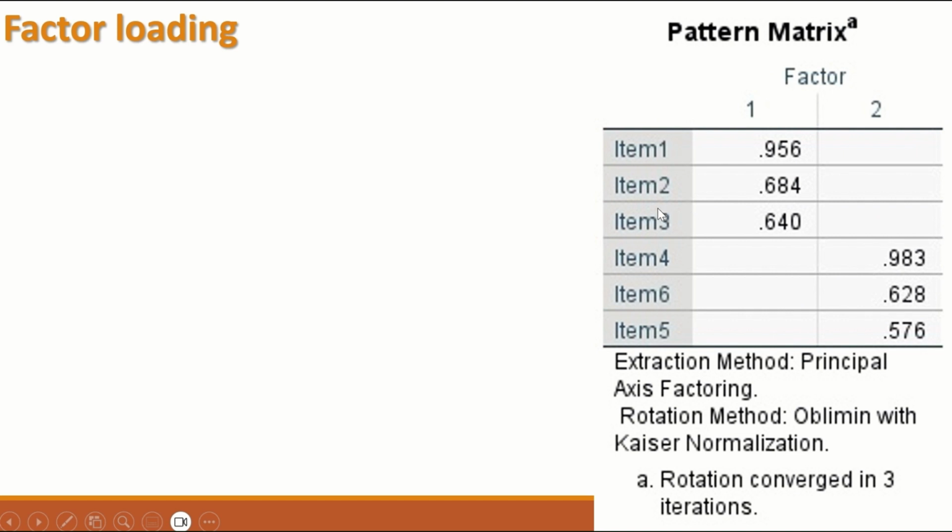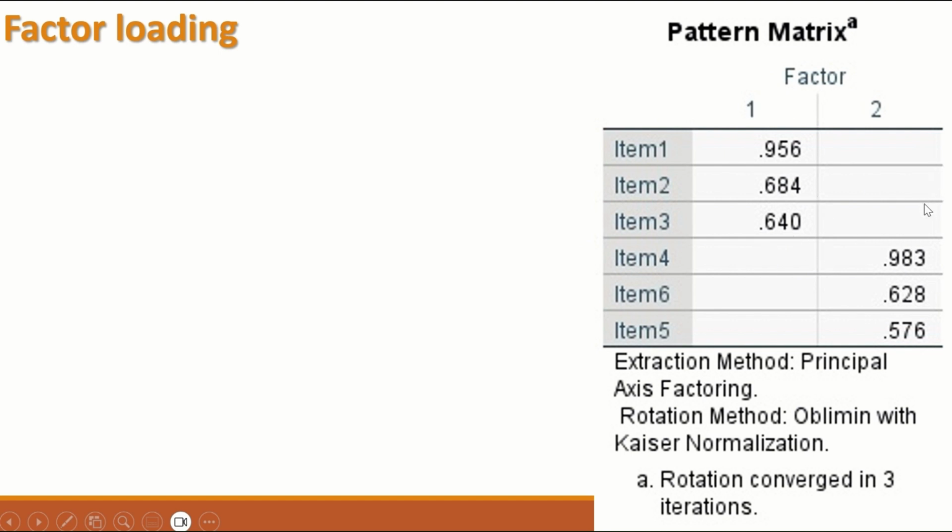For factor 1, there are 3 items that load into that factor, 3 items that measure that factor: item 1, item 2, and item 3. The factor loading value is 0.95 for the first one, 0.68 for the second, and 0.64 for the third item. So all these 3 items have a high score for factor loading, and they all 3 load together into that factor 1.